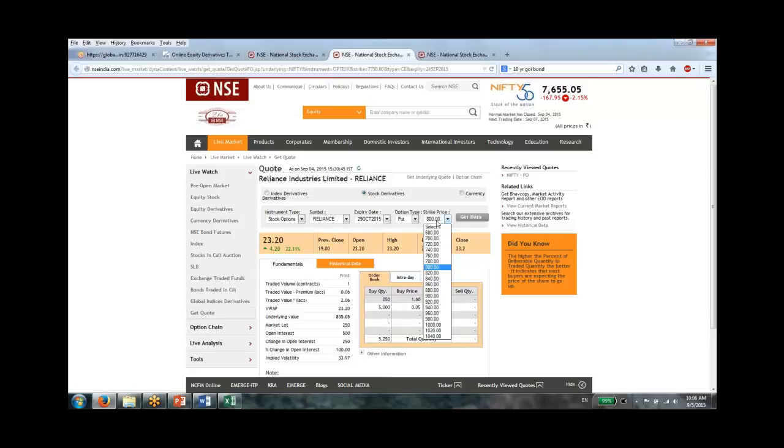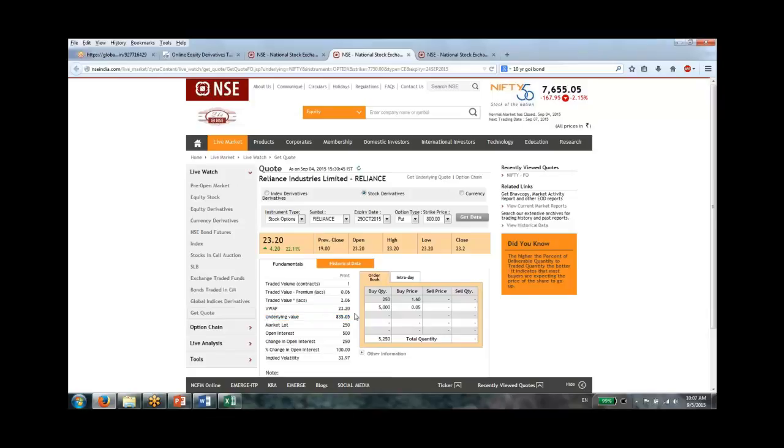Okay, so let's say today, on Friday, we bought the shares of Reliance Industries, and we bought them at, say, so we see the underlying value here is around 835. So we bought them at 835, and we expect the shares of Reliance to increase in value.